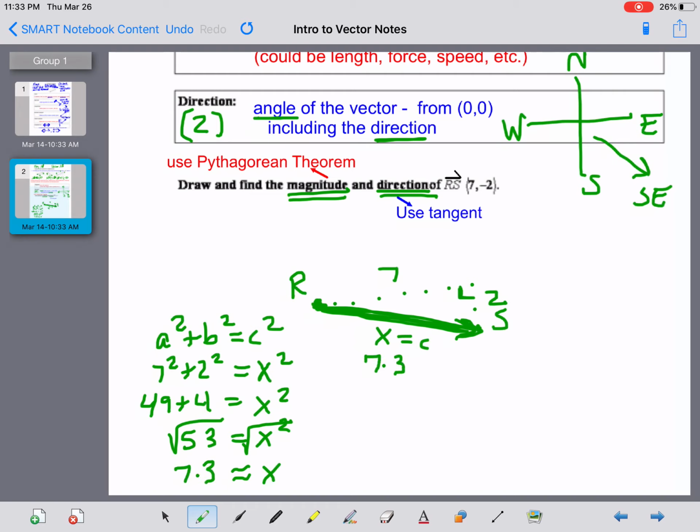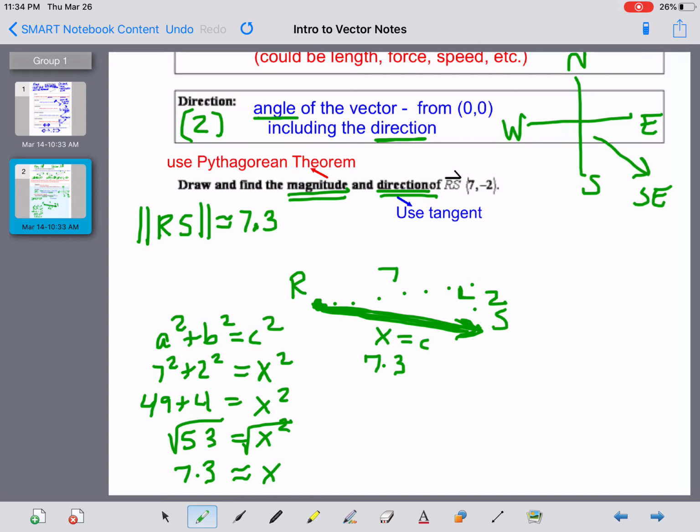On a quick side note, I do want to do this. Magnitude, depending on what you're using, sometimes you're going to see this little thing right here. So vector RS, and it has these double lines around it. That symbolizes magnitude. So if you see the double line, it's saying what's the magnitude of RS. So my answer to that would be that 7.3 we just found. So just a quick note, I do believe on one of the review sheets I may have those bars around some letters, and I just want you to know that stands for magnitude or the size of that vector. So we have the magnitude done.